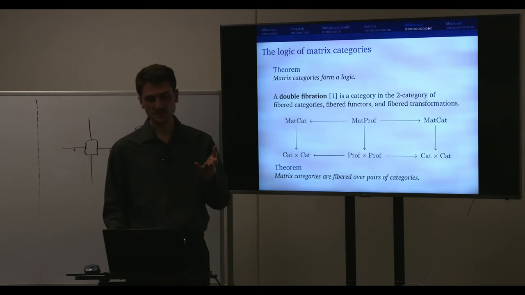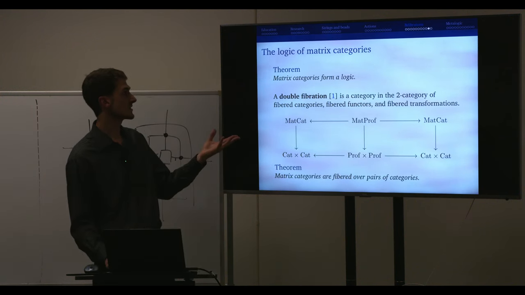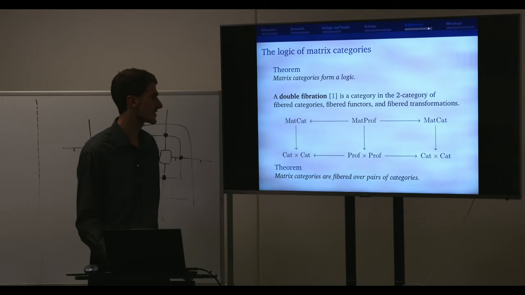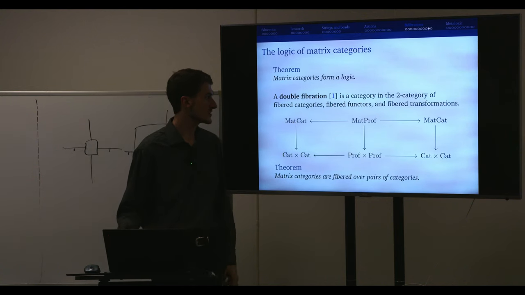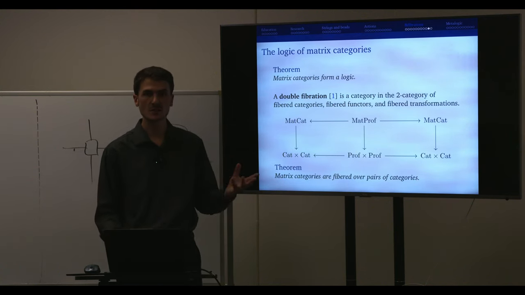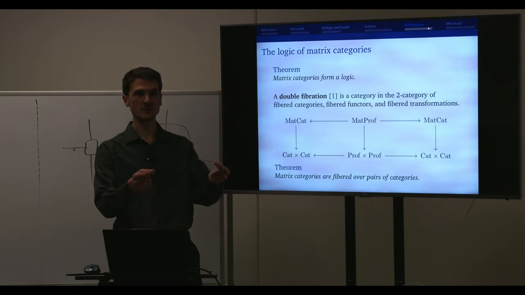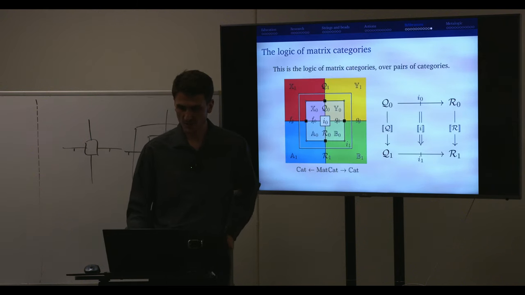So these matrix categories, or two-sided bifibrations, form a logic. Bifibrations form an equipment over categories. And moreover, it's a double fibration, i.e. the composition gets along with the fibration structure. So this is an extremely rich structure. For every pair of categories, you get an entire equipment of bifibrations over them.